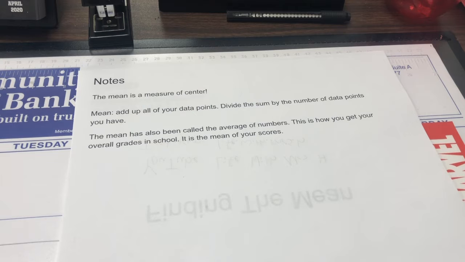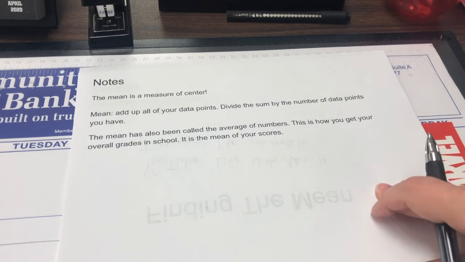This is how you get your overall grades in school. So a lot of my students are like, what's my grade? What's my grade? What's my grade? Well, if you're getting your scores back, you are able to find what your grade should be, unless they're weighted scores. But you can find what your grade is by finding the mean of your scores. So it is the mean of your scores.